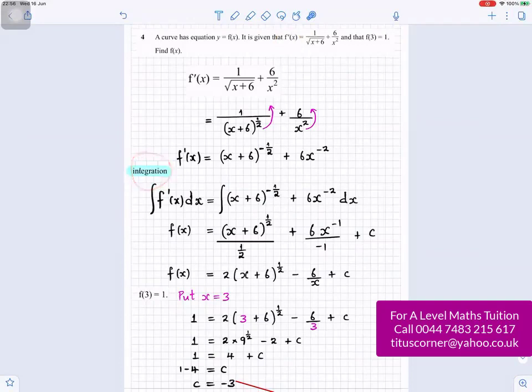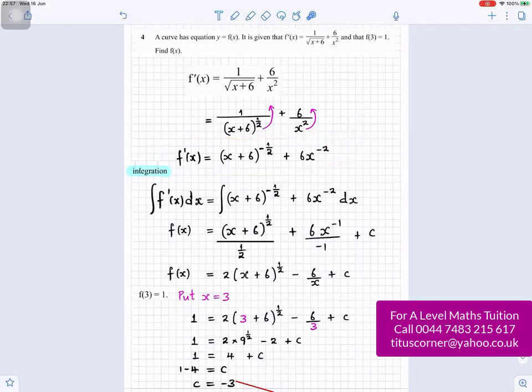In order to do integration, we have to prepare the function to integrate it. The square root of x plus 6 is in the denominator. So we change the square root to the power half, and we have to take it all to the top, to the numerator. So the plus half goes to the numerator, it becomes minus a half. And the x squared goes to the numerator, it becomes x to the minus 2. Now you have prepared it to look like that.